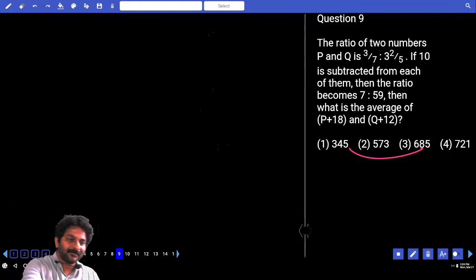50, right? If you don't understand, leave it. P plus Q plus 30 by 2. This is what we need to find out.